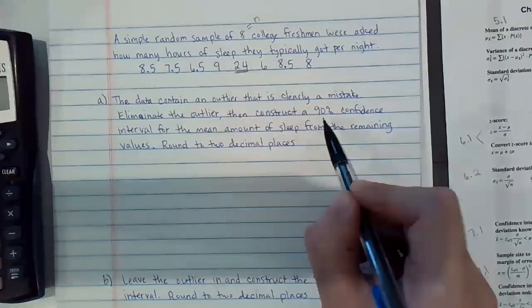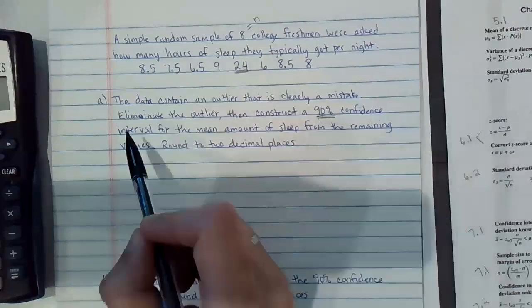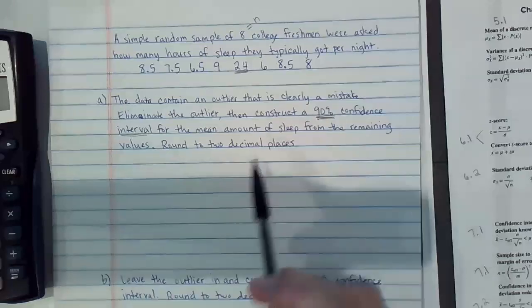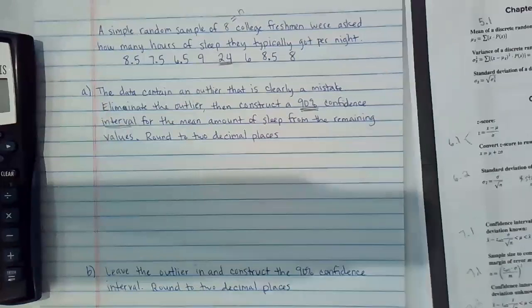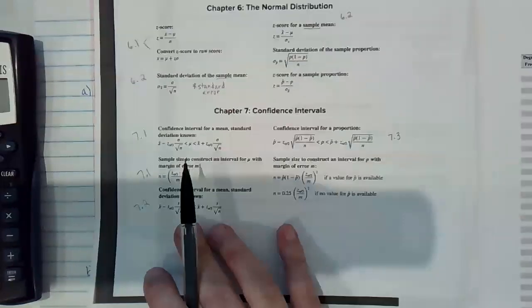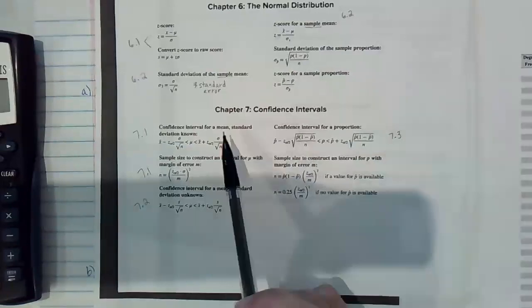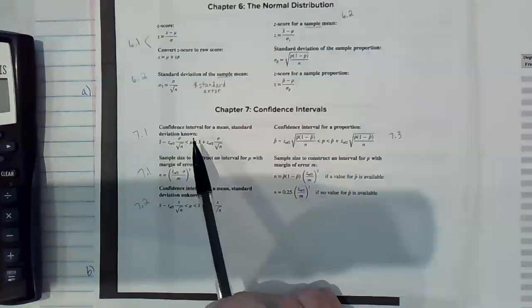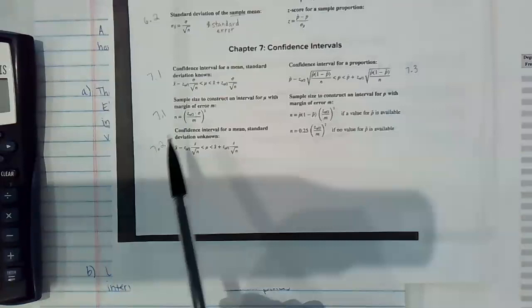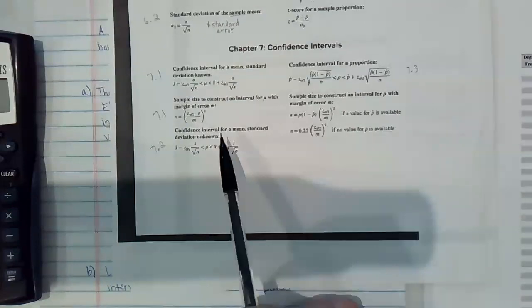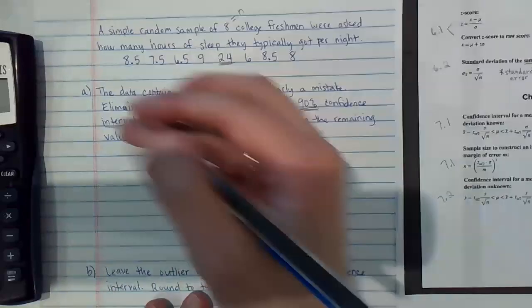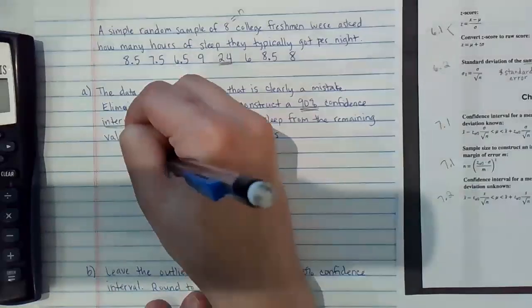Then we're going to construct a 90% confidence interval for the mean amount of sleep from the remaining values. And we're going to round to 2 decimal places, okay? So I'm going to go to my formulas in chapter 7, which belongs to our confidence intervals. I am not given the standard deviation. It is not known for this problem. Therefore, we're going to use this bottom one, where we create a confidence interval for a mean, standard deviation unknown. So this is the formula we're going to use. I'm going to jot that down so you can clearly see my substitutions being made.